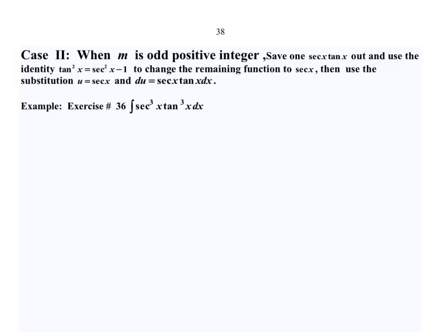Now case 2, when m, which is the power of tan, is an odd positive integer. In this case we are going to save secant tan out, and then change everything into secant. Let us see this example. Here, the power of tan is odd, so we are going to save out a secant tan. When a tan is saved out, the tan remaining is tan x.